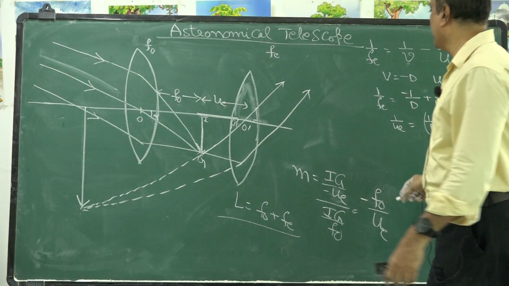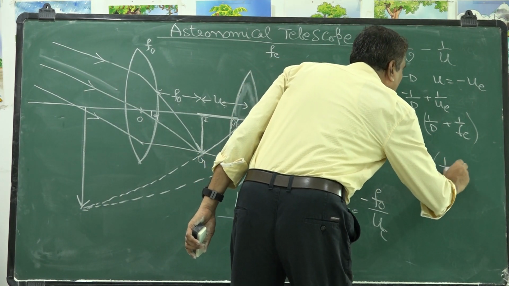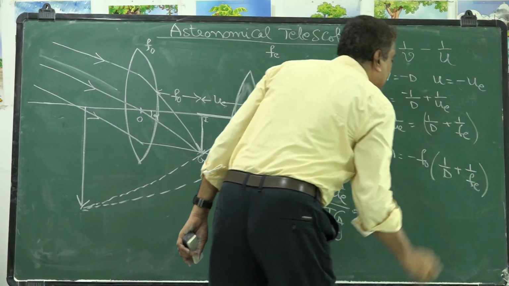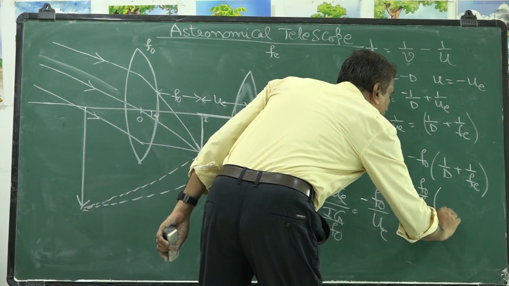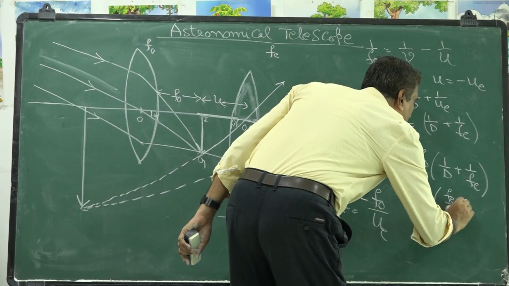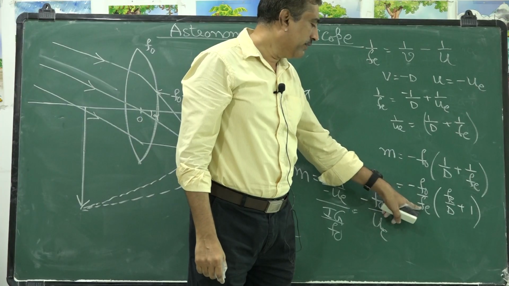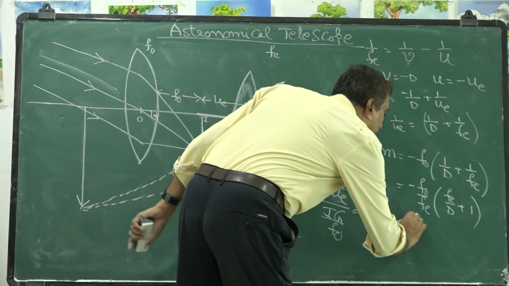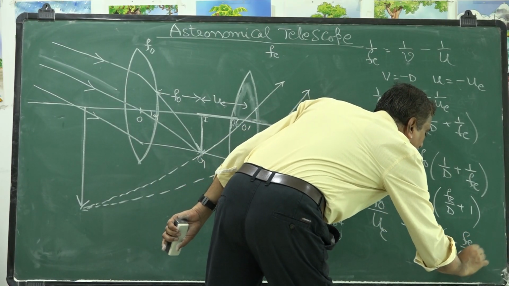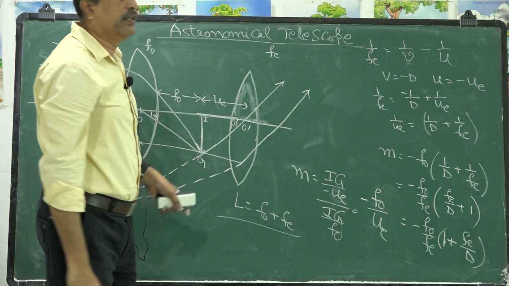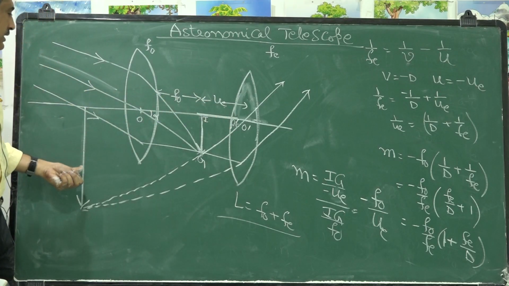Now, substituting in this place, M is equal to minus F naught into 1 by D plus 1 by FE. Now, this can be written as minus F naught by FE into FE by D plus 1. That means, we are multiplying and dividing with FE, so that we get this equation. So, this can be written as minus F naught by FE into 1 plus FE by D. So, this is the magnifying power of an astronomical telescope when the image is formed at the least distance of distinct vision.